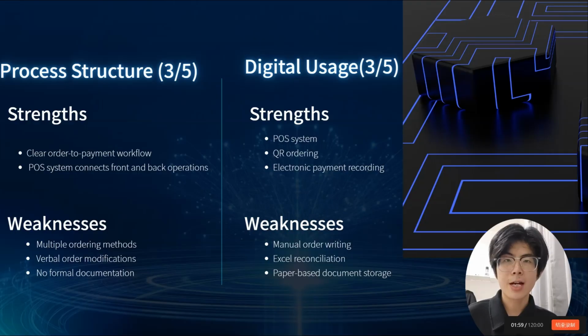Now I will evaluate the current revenue cycle of Shanzi restaurant based on 5 areas. First, let's look at the process structure. Overall, the restaurant has a clear workflow. The process starts when customer places their orders, followed by order transmission to the kitchen, food preparation, payment processing, and finally end-of-shift reconciliation. The POS system helps send orders directly to the kitchen, which improves communication and reduces delays.